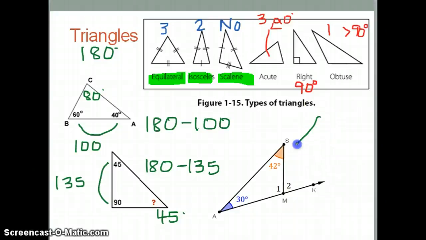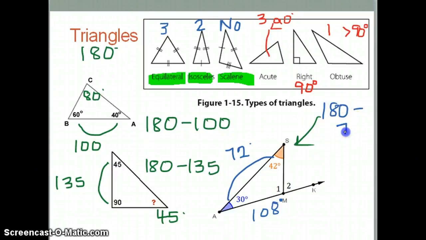On this triangle on the very right here, it looks kind of complicated, but that's only because there's two questions that are being asked. First, we want to know what the measure of angle 1 is. Then we want to know what the measure of angle 2 is. So first we'd add these up, so I'd get 30 and 42. I add them and I get 72. That tells me that the measure of angle 1 would be 108 degrees because 180 minus 72 gives me 108.